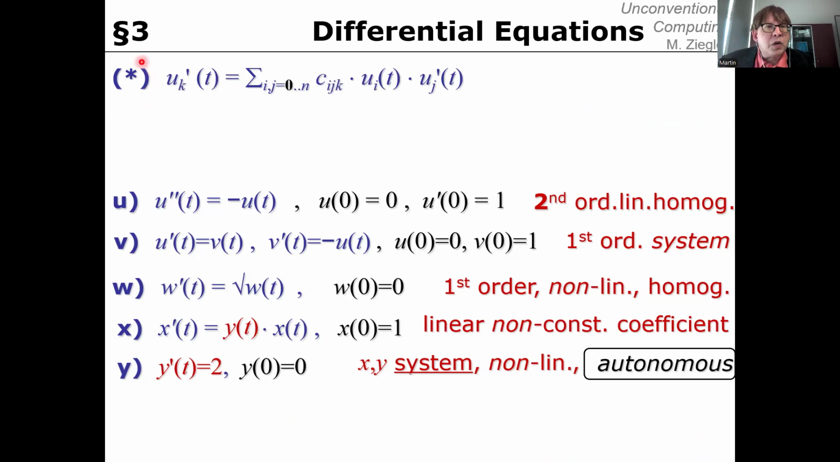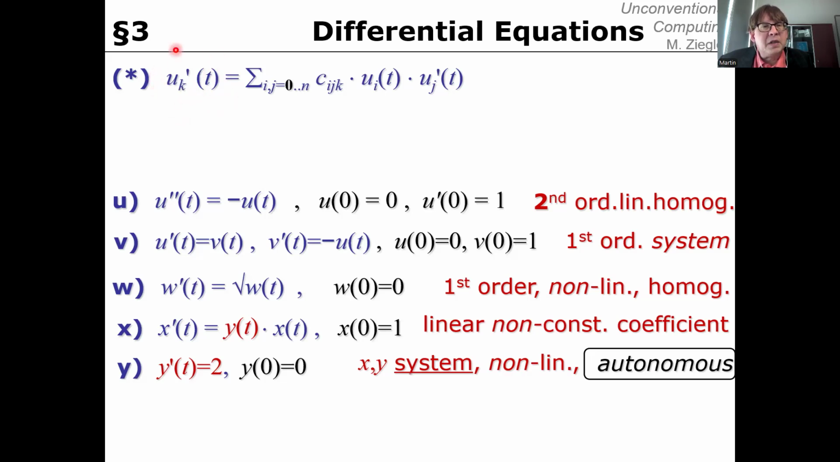This is denoted with this equation prime. It's a system of differential equations. So it applies to several functions, u_k, imagine it's u1, u2, and so on, up to un. So the solution will be an n-tuple, an n-dimensional vector of functions. Each function depends on one variable only, the time.